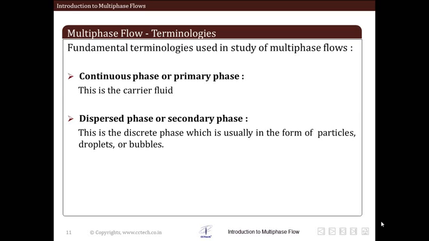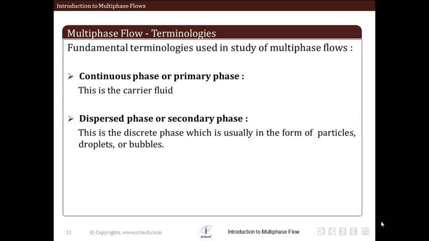Now, as we have seen different type of multiphase flow, we will familiarize ourselves with fundamental terminologies which are used whenever we study any multiphase flow. Please try to remember these terminologies, as most of the advanced module will contain these terminologies frequently. First is the continuous phase or primary phase. By this we mean the carrier fluid, or generally the fluid which is present in bulk. Next is the dispersed phase or the secondary phase. This is the discrete phase which is usually in the form of particles or droplets or bubbles.